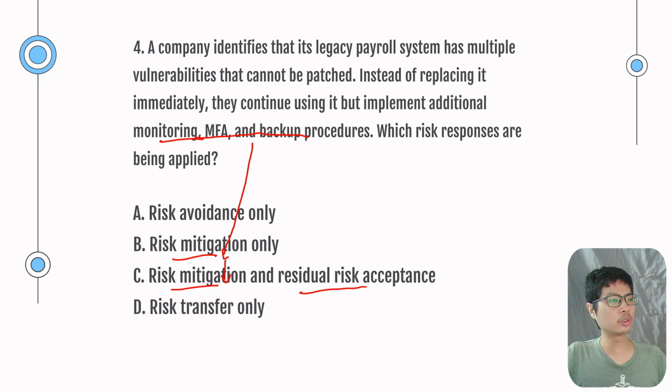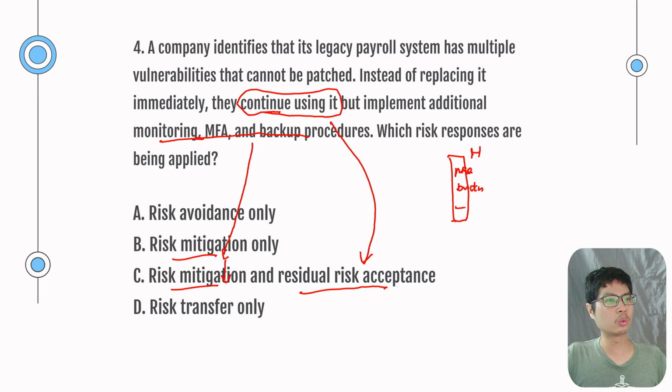So is there any residual risk acceptance? Okay, so I believe here there would be residual risk acceptance because they continue using it. They are saying that let's say this is a high level of risk initially, and then after they implement MFA and backups and everything like that, we lower the risk to a lower level. And then they are saying that it's fine, now that the risk is at a lower level, we are willing to accept it at this level.